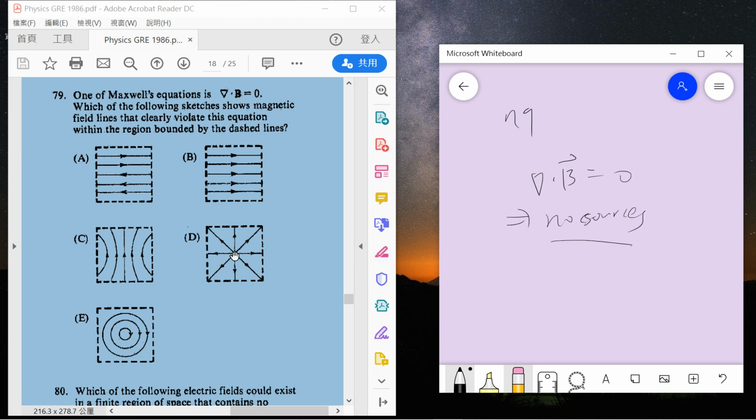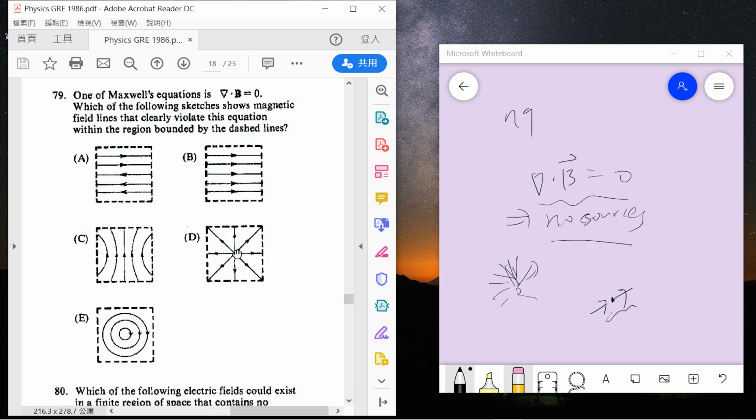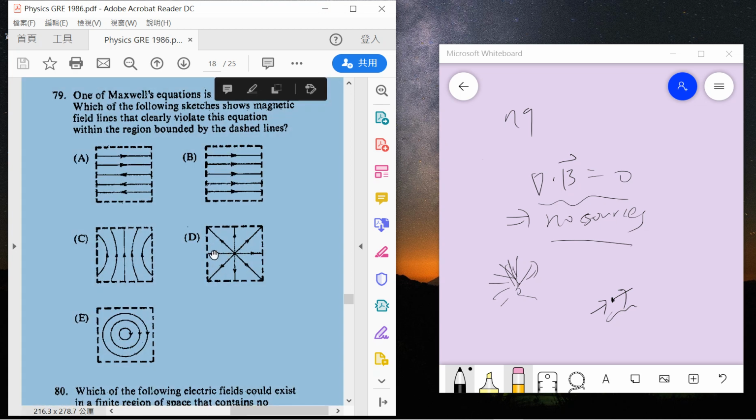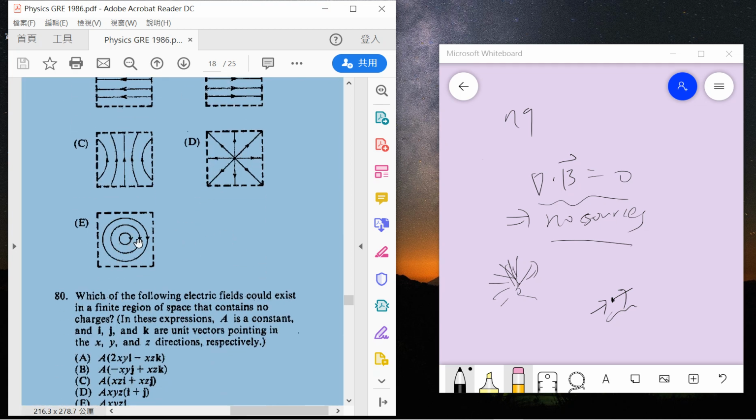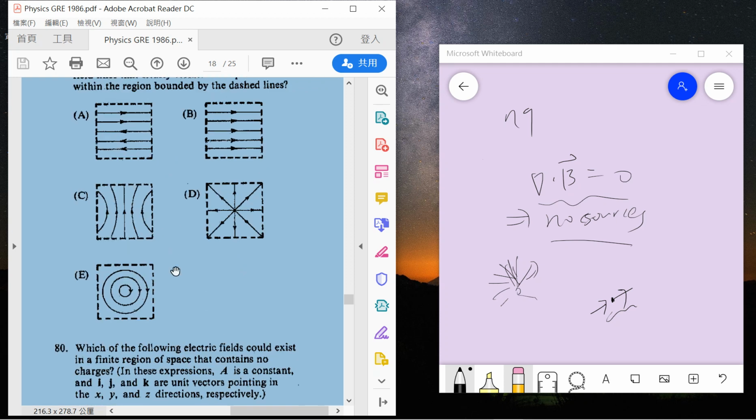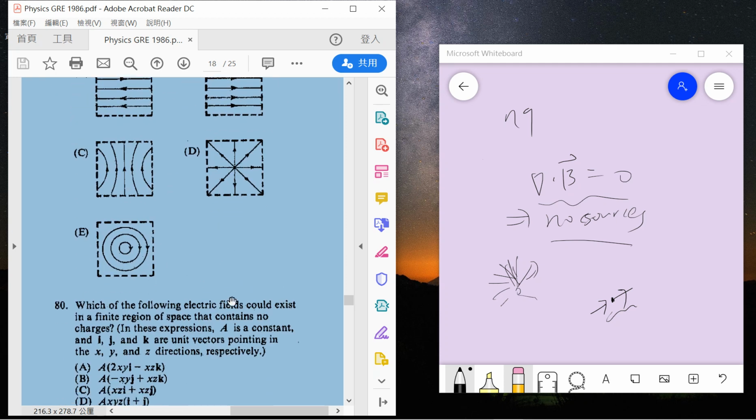So clearly E, right? Because at this point all the vectors are outward, so there must be a source here. Divergence 0 means that if you focus on a point, the flow in should equal the flow out. In each point, the flow in is the same as the flow out. In D, at this point, all the directions flow out. So D is clearly not okay. And E is the curl of B being 0, which is not relevant to our discussion.